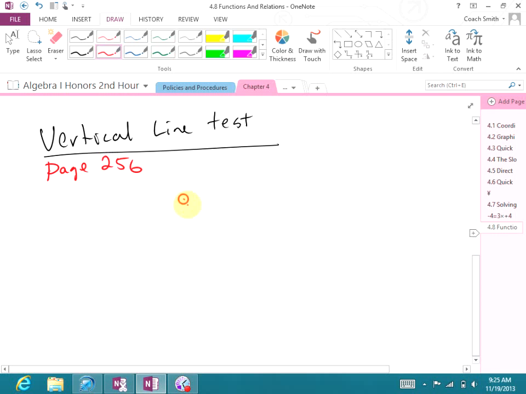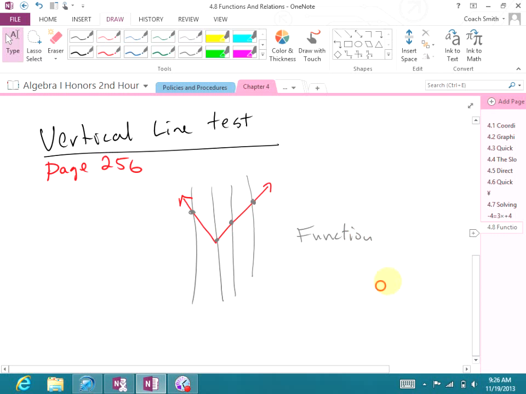For example, they have the line, or they have the V here, like that. Okay, well, if you draw a vertical line through any part of that, you're not going to hit 2 points. Okay, in other words, it's going to hit 1 point there, 1 point there. Everywhere it touches, it just hits 1 point. Okay, so that would be a function.